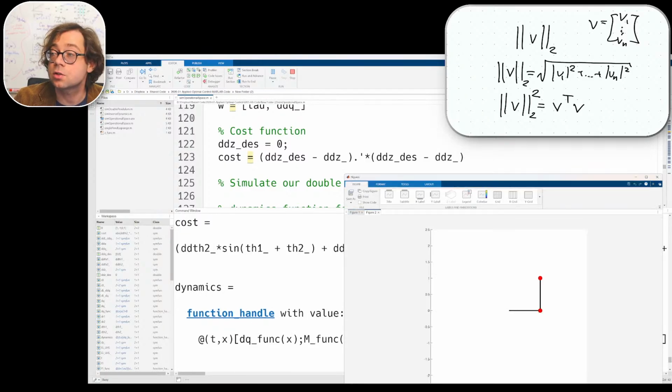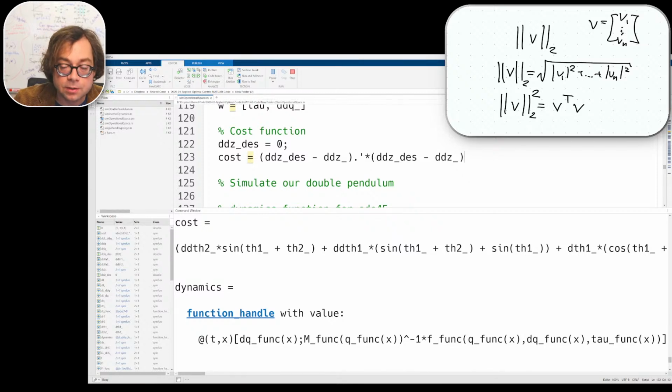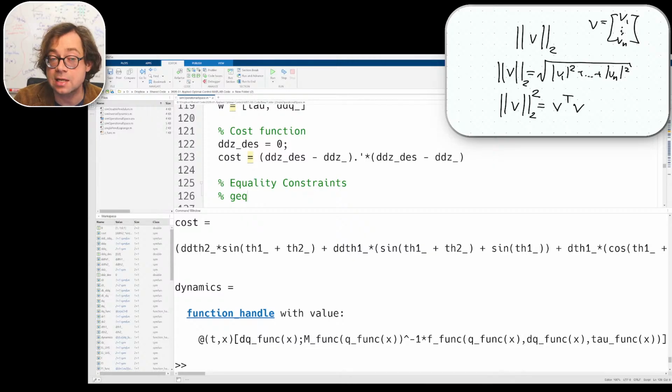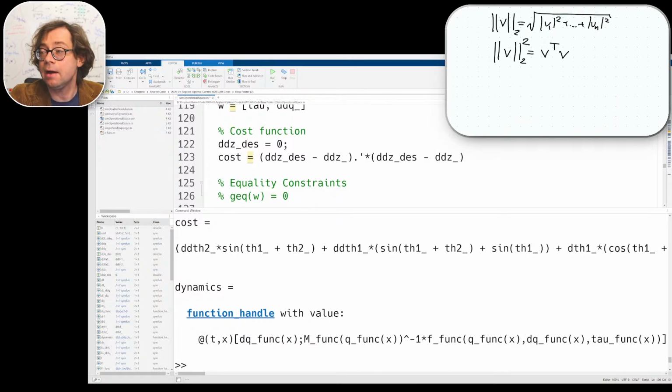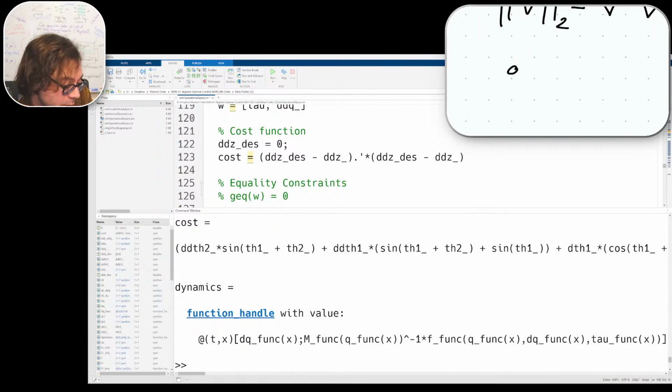Then we're going to check out our constraints, okay? So now we're going to have 2 types of constraints. First, let's do our equality constraints. Let's try to put it into the form to start with. We want some equality constraints, GEQ, of all your decision variables equals 0. So if we set it up in that form, where we have GEQ equals 0, I'll zoom in real close so you can see. All right, GEQ of W is equal to 0, right?